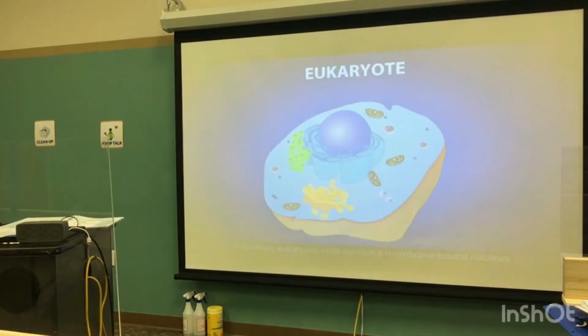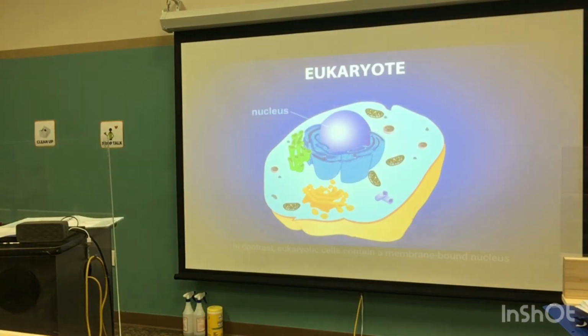In contrast, eukaryotic cells contain a membrane-bound nucleus and other membrane-bound organelles. The name eukaryote also gives a hint about its structure. Eu means true. And remember that kary means nucleus. So in essence, the word eukaryote means true nucleus. Eukaryotic cells are larger and much more complicated than prokaryotic cells. However, they do share a few things in common with prokaryotes.